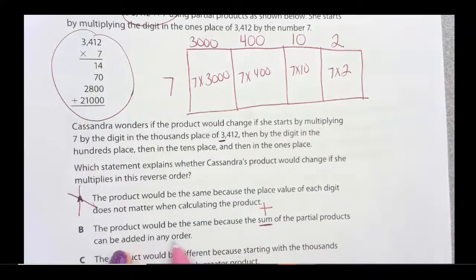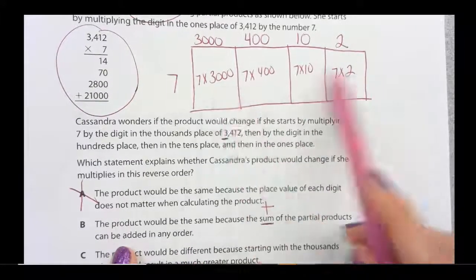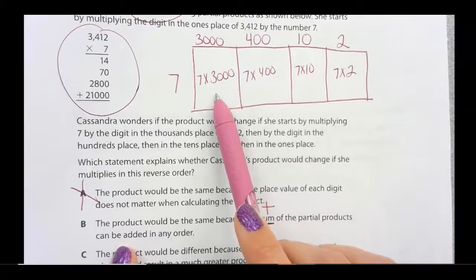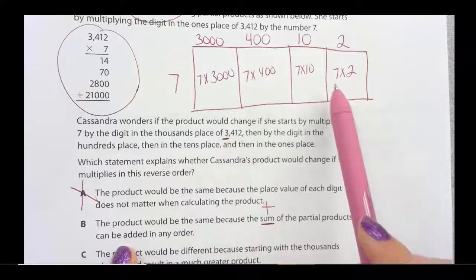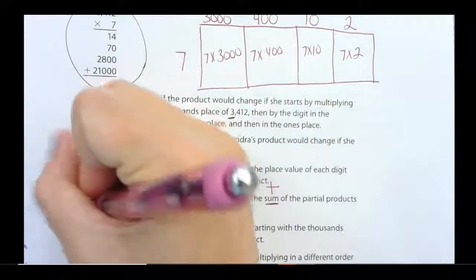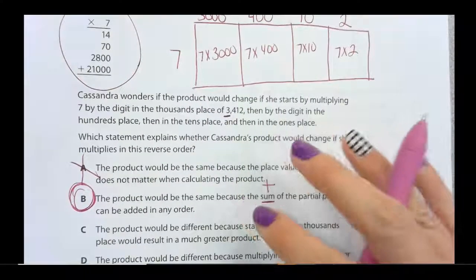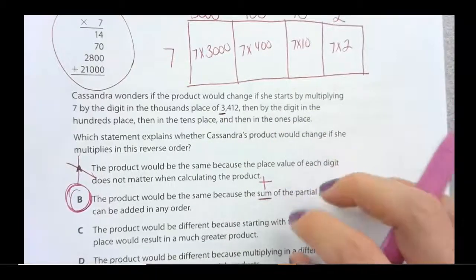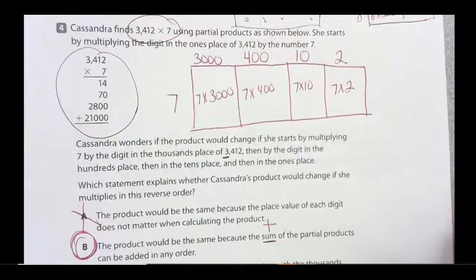Because the sum of the partial products can be added in any order. Can these be added in any order? Yes. It doesn't matter if you add 7 times 3,000 first or 7 times 2 first. It doesn't matter. So our correct answer is going to be B, okay? When you're going through these, pick out keywords. Do you guys have any questions of this question?